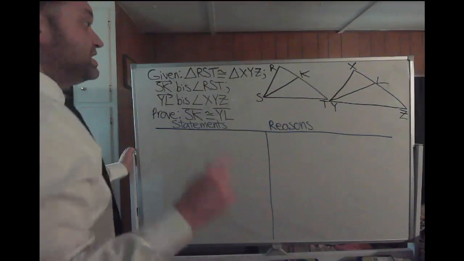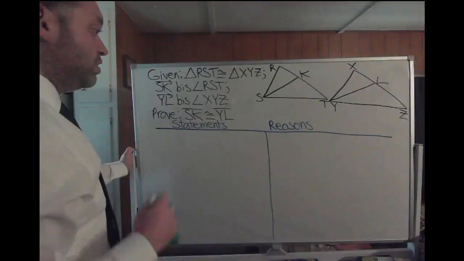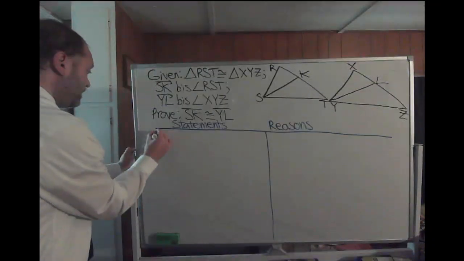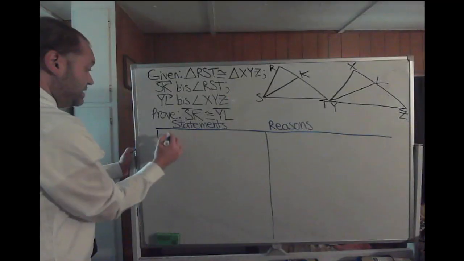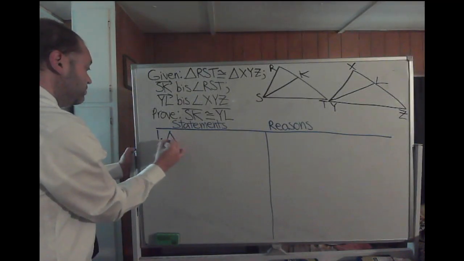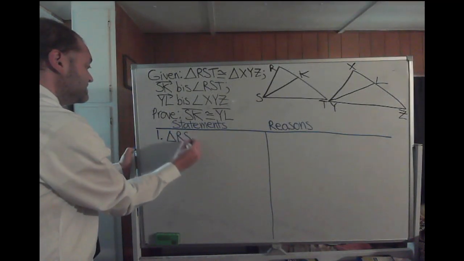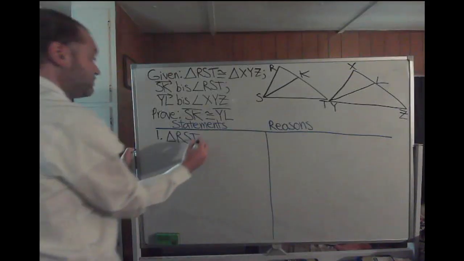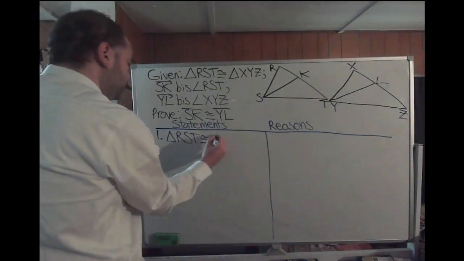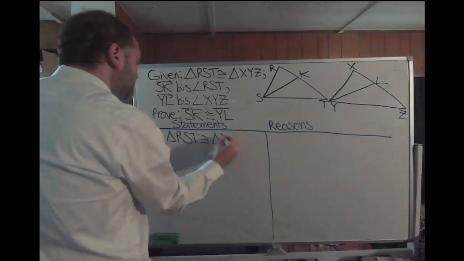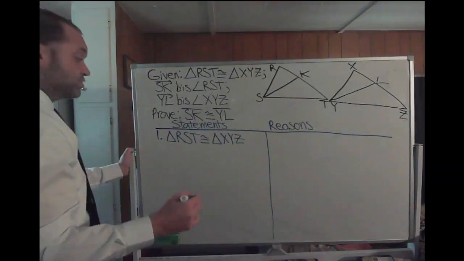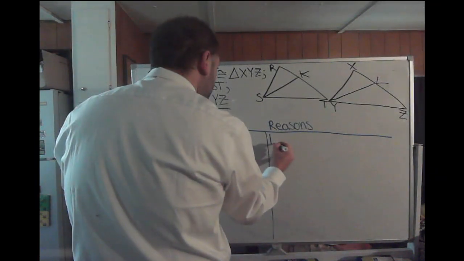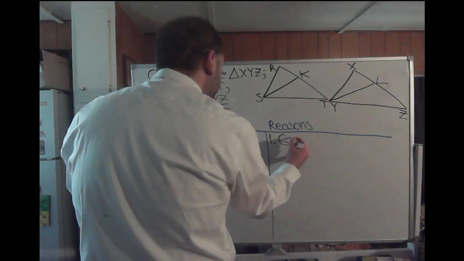Some statements and reasons. Alright. First, take one piece of information at a time. That angle RST is congruent to triangle XYZ. That, of course, is going to be by the given information.